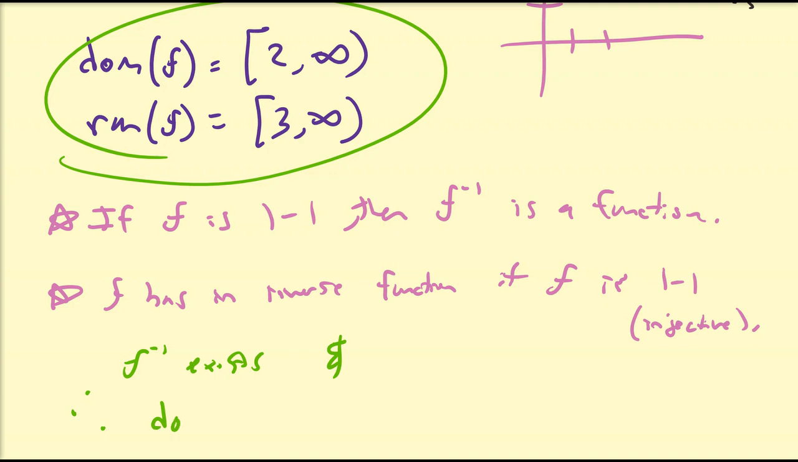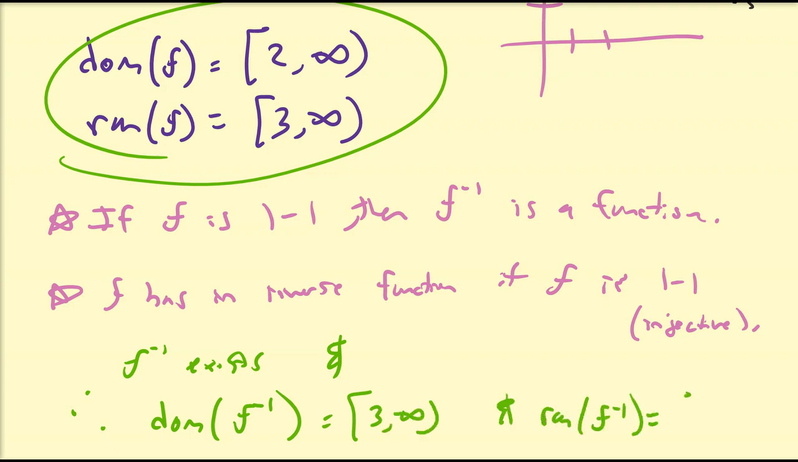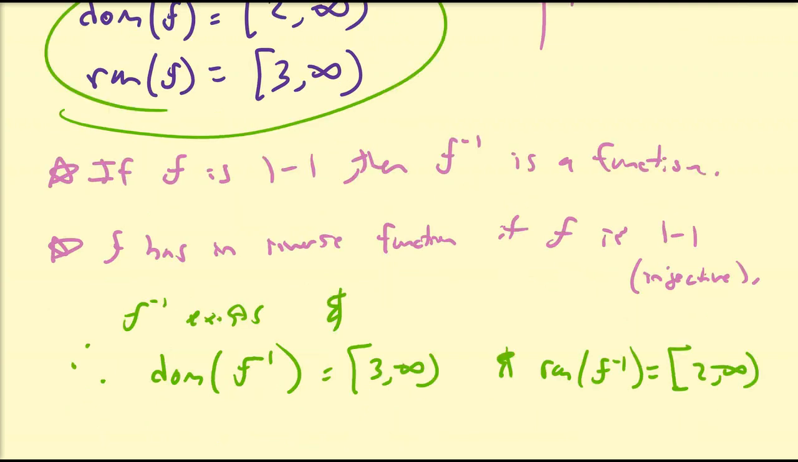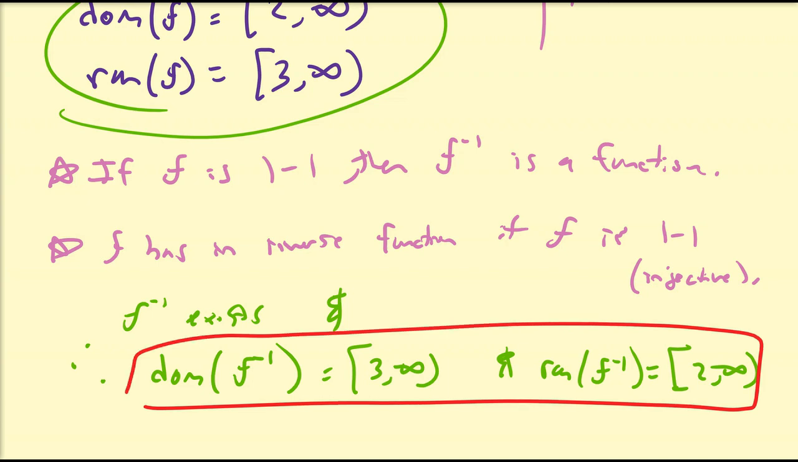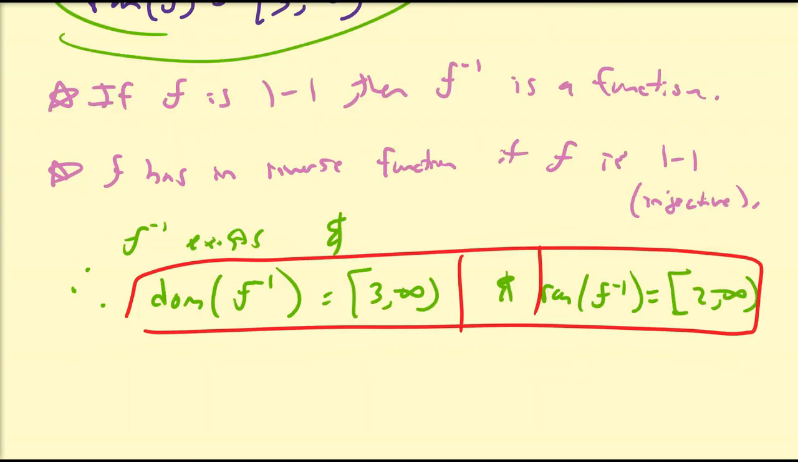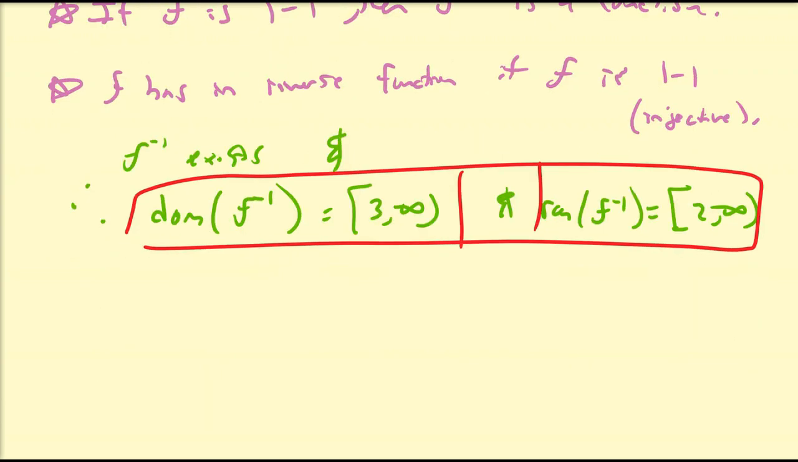and the domain of this inverse is equal to the range of the original, which is 3 to infinity, and the range of this inverse function is equal to the domain of the original, which is 2 to infinity, right? All right, so that's our initial observations. So let's see if we can actually generate what this inverse function is.